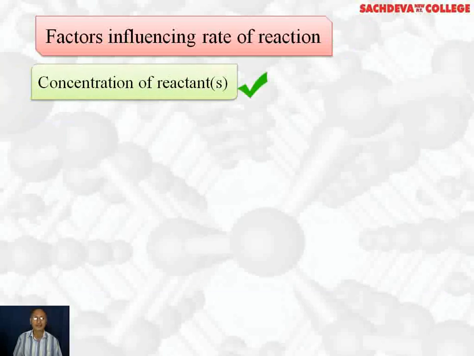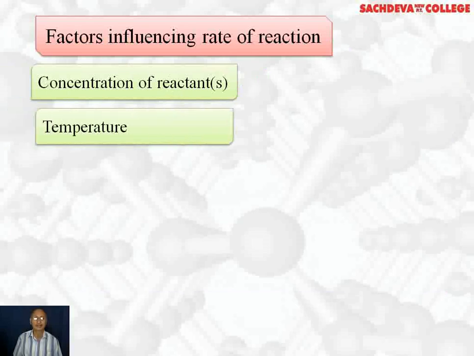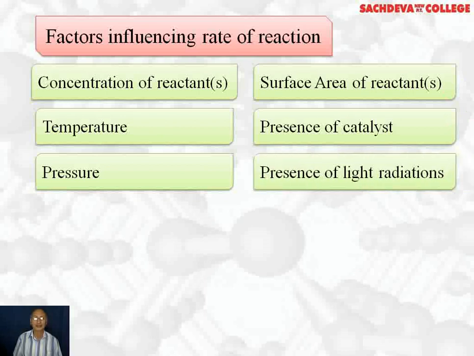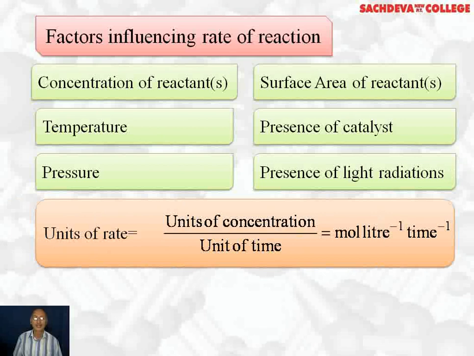Next, we are going to take up factors influencing the rate of reaction. The first factor is concentration of reactants. If we increase the concentration of reactants, the rate of reaction will increase. Temperature: in general, rate of reaction increases with the increase in temperature. Pressure: pressure will affect only gaseous reactions. Surface area of reactants: the greater the surface area of reactants, the more the rate of reaction. Presence of catalyst: a positive catalyst will increase the rate of reaction. Presence of light radiations: in most reactions, the rate of reaction will increase in the presence of light radiations.